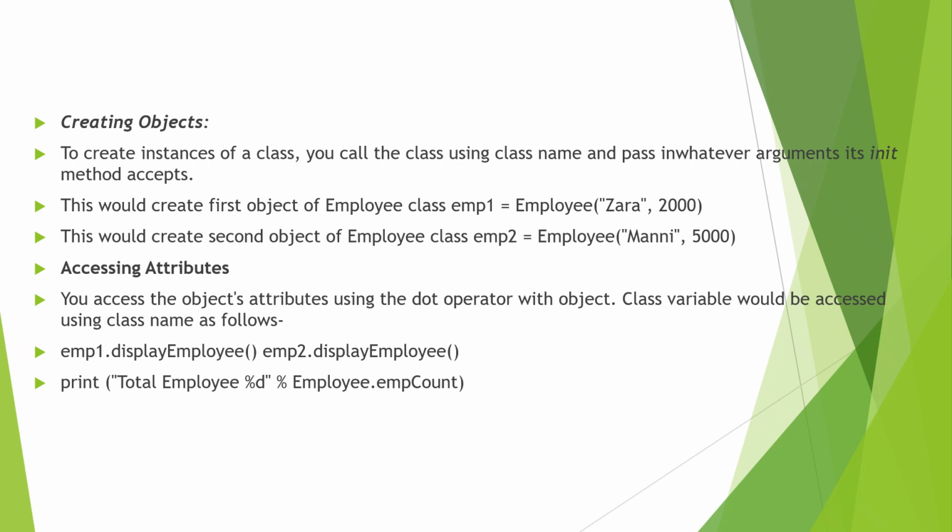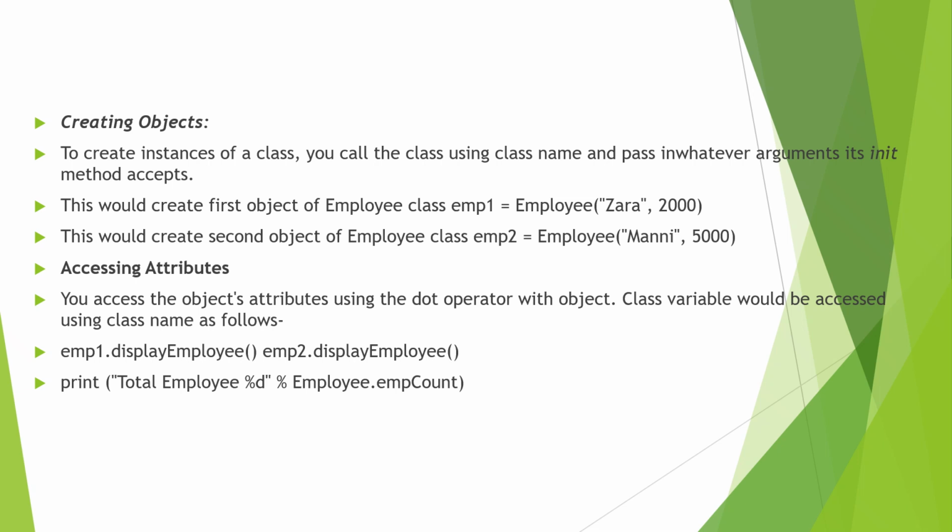Okay, see the second one, this would create the first object of the Employee class. employee1 = Employee("Zara", 2000). We have taken an example here. So employee1 is an object of the Employee class. Zara is passed as an argument, likely the name of the employee. 2000 is passed as another argument, probably the salary. So these values are stored in the object's attributes.